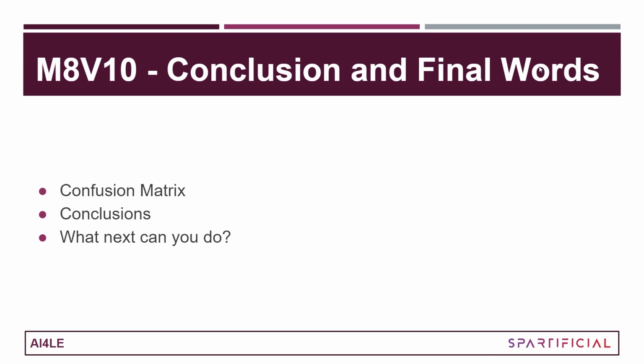Hi everybody, welcome to the 10th video of Module 8, and here we are going to have some conclusions and the final words about this project. The first thing that I'm going to show you is how we can implement the confusion matrix on this data, and then what are some conclusions that we can have per classes that we had seen over here. And lastly, what are the next things you can do in order to improve this model. So let's get started.